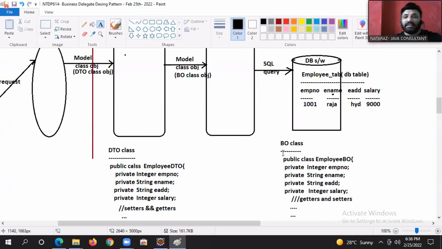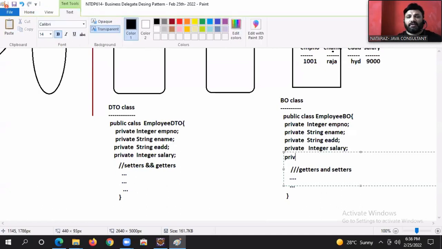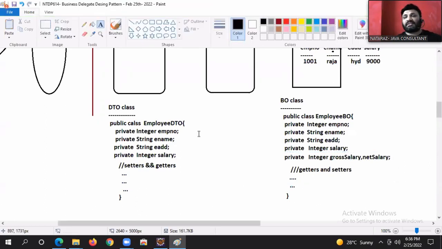Here is my DTO class. Here is my BO class. BO class may have some extra things also. From the salary, I may want to find out integer gross salary and net salary. Who knows, I may calculate extra things also now, boss. Now listen.